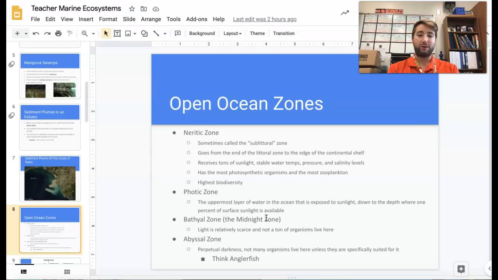Think of the anglerfish from Finding Nemo, you know, the one that has the light on his head. This is going to be super dark. A lot of the organisms here are really weird looking. They don't have eyes. And sometimes there are chemosynthetic bacteria and stuff in the abyssal zone.